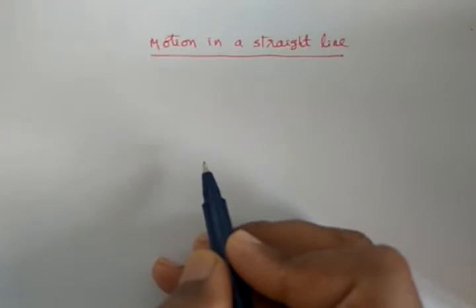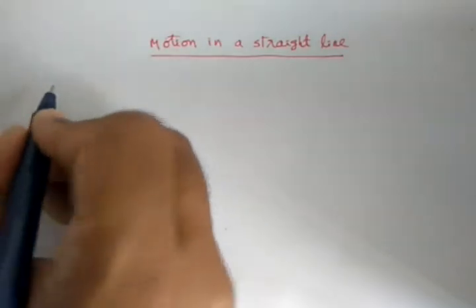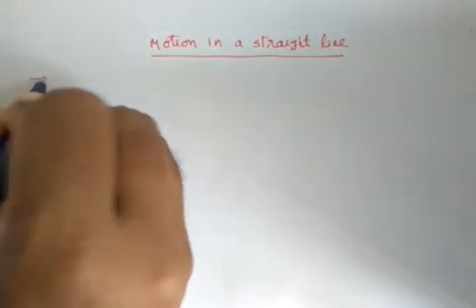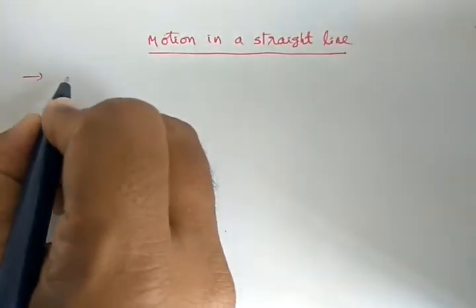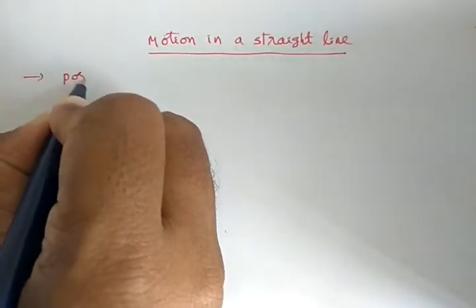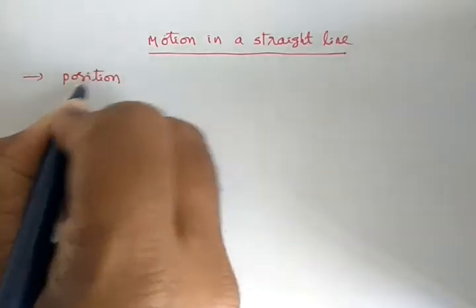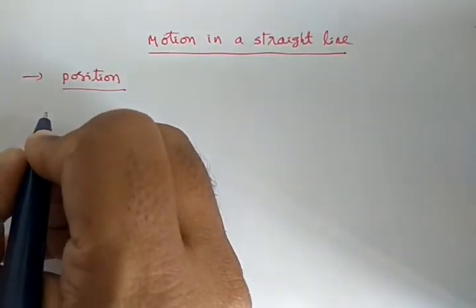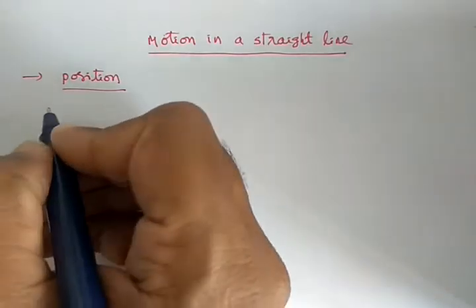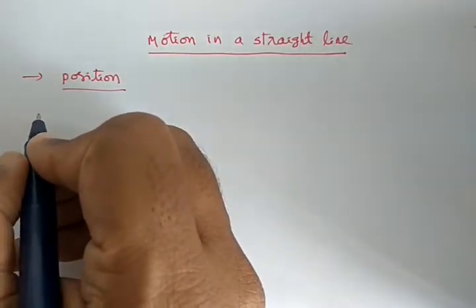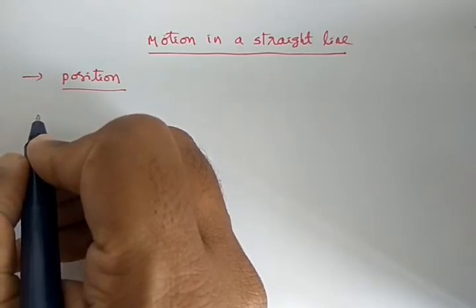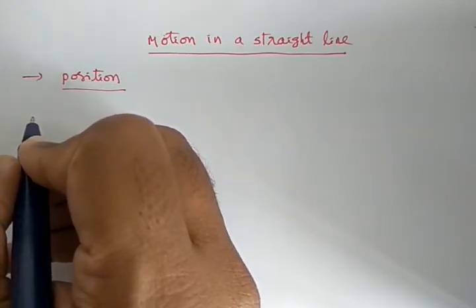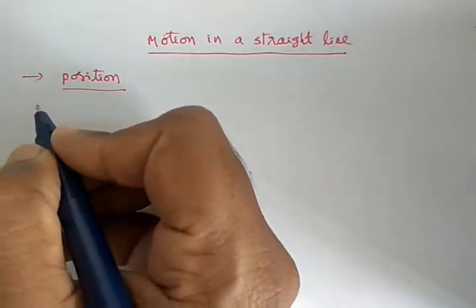In order to specify position, we need to use a reference frame. So let us define what is position. To define position, we need to use reference frame. So to describe motion along a straight line, we can choose an axis, say x-axis, as a reference frame.